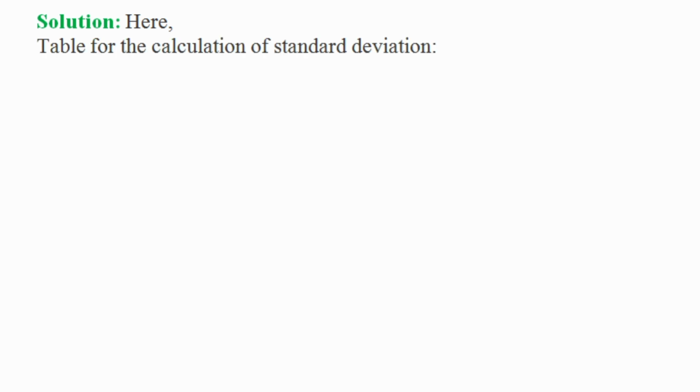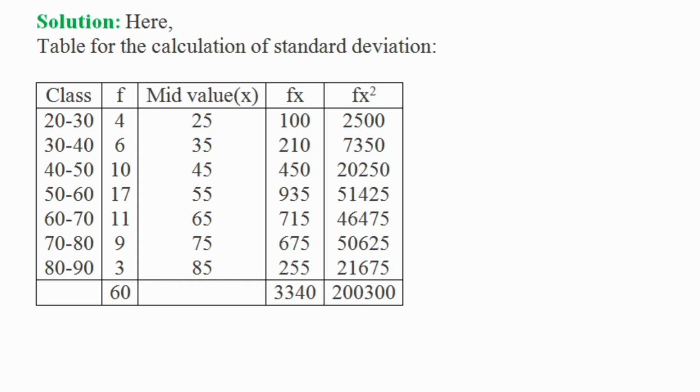Solution. Here, the table for the calculation of standard deviation is as follows. We need to calculate the mid-values x of each group, which are 25, 35, 45, 55, 65, 75, and 85. Then, calculate fx and fx square for each mid-value x, as given in the table. Now, find the sum of f, fx, and fx squares.